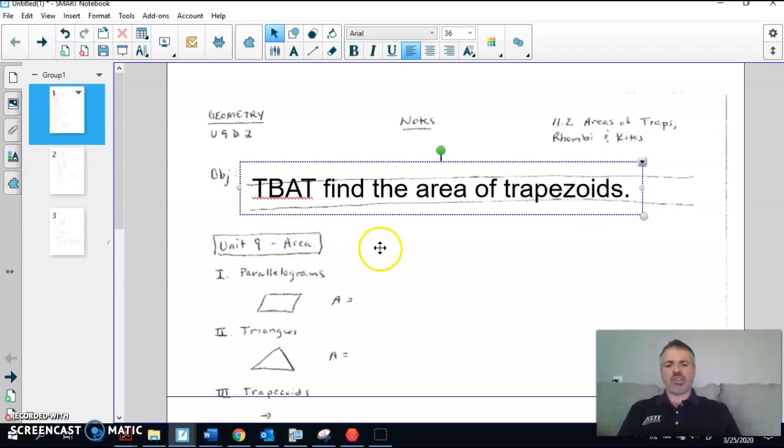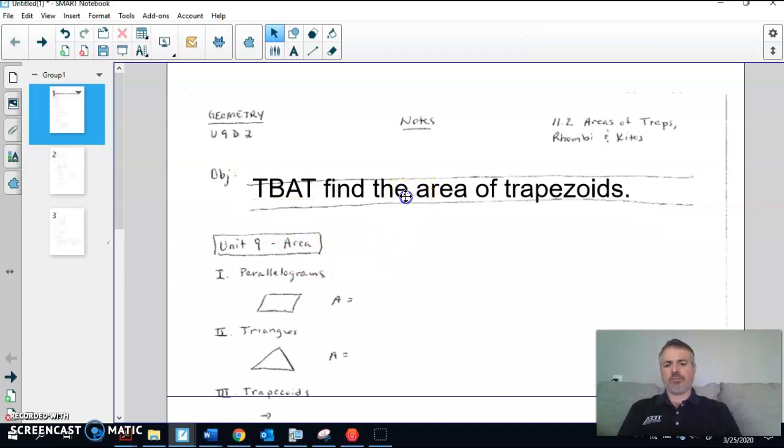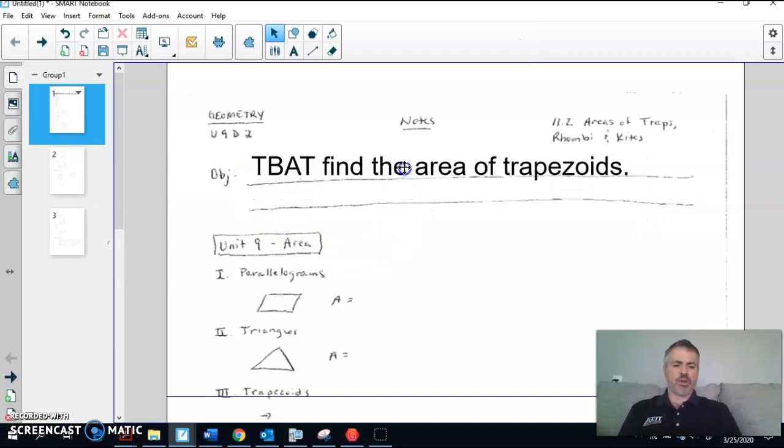I'm not going to be finishing these notes today. These notes will go on a little bit longer, but I'll finish them up in the days to come. We're just going to focus on the trapezoid today, and that's what your homework will be on as well.